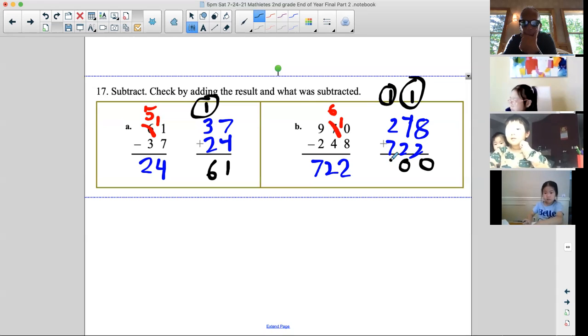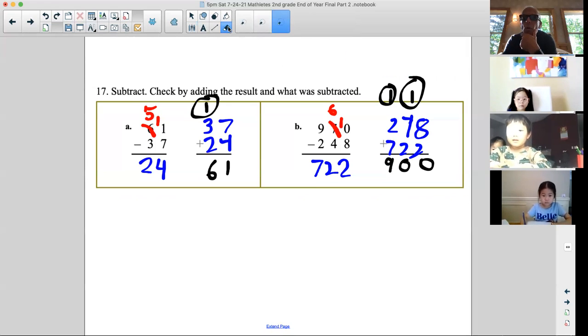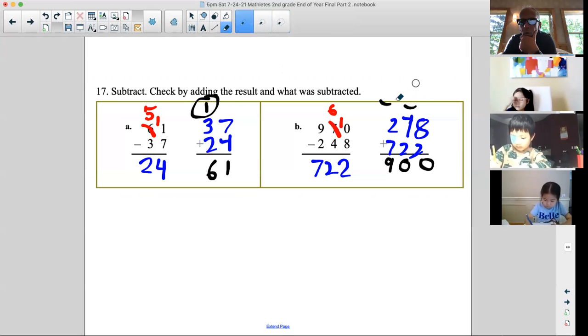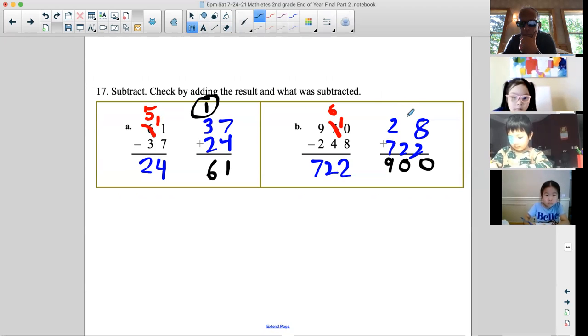248. Why do we have 900 as an answer? 278. Right. So let's fix it. So let's change this now to 248 plus 722.